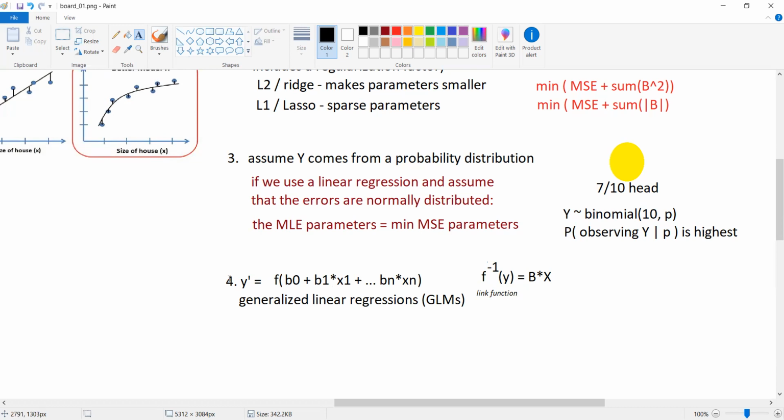So remember that the generalized linear regression is y is some f of what we did up till now. So the link function is the name of the inverse of that f. So we can also say f of y is a linear regression, like b0 plus b1 times x1. So this is called the link function. But usually we talk about this function, the inverse of the link function, okay?